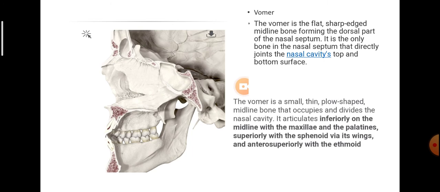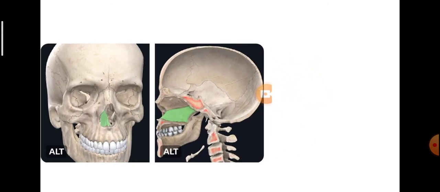Now, the vomer again is a thin, plough-shaped midline bone that occupies and divides the nasal cavity. It articulates inferiorly on the midline with the maxillae and the palatines, superiorly with the sphenoid via its wings, and anterosuperiorly with the ethmoids. That is the thin, flat vomer.